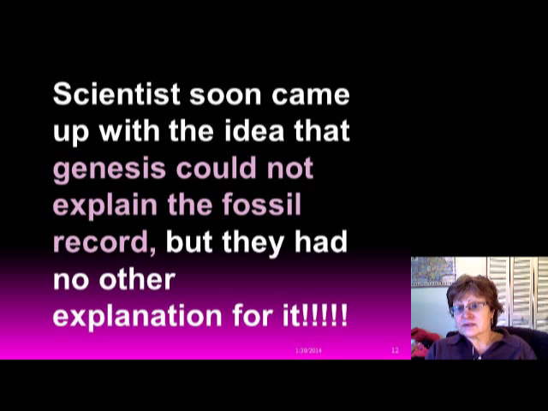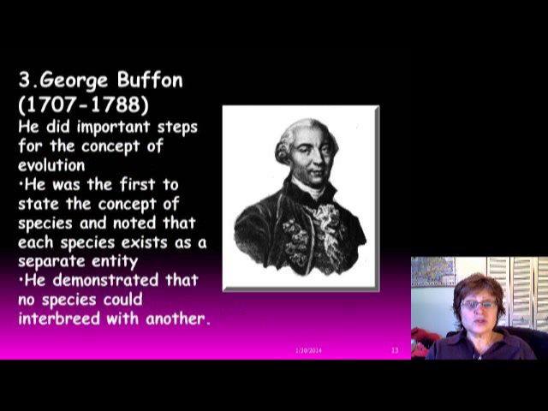So who is the next? The next person is George Buffon. Remember, we already talked about George Buffon because he was the one who tried to explain the age of the Earth by melting and cooling down the iron ball. He also took important steps for the concept of evolution. He was the first to state the concept of species and noted that each species exists as a separate entity.